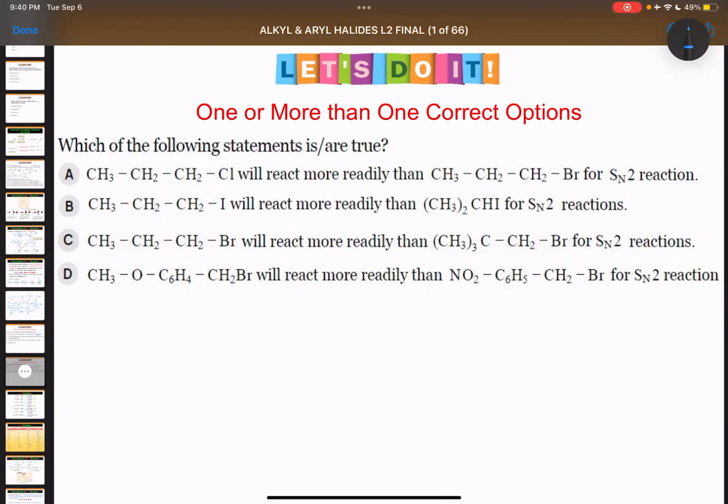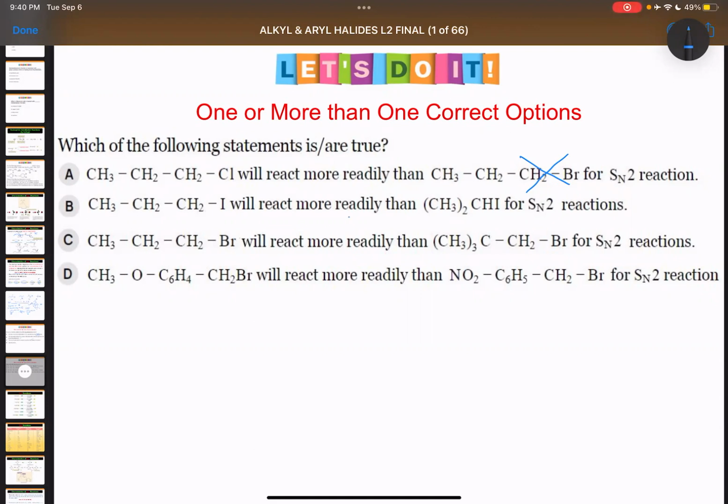So it is more than one correct. So Cl will react more readily than Br. No, this is incorrect, because Br is a good leaving group. Its bond is weaker and it can break more easily. Right? Yes, sir. Okay. So this is incorrect.